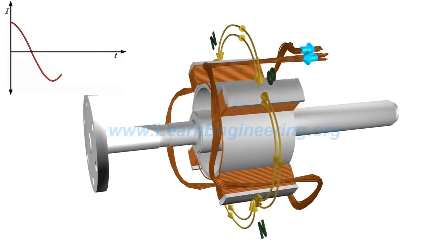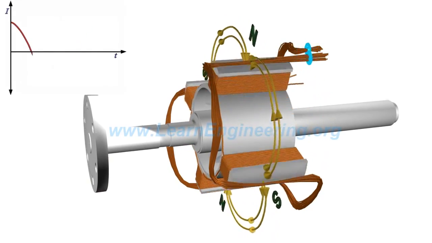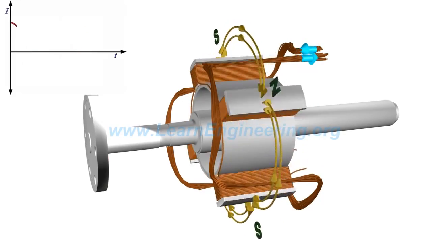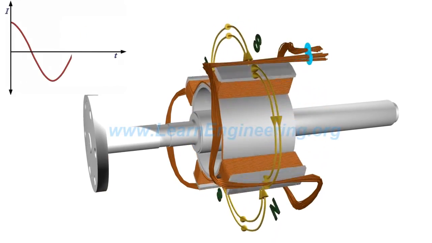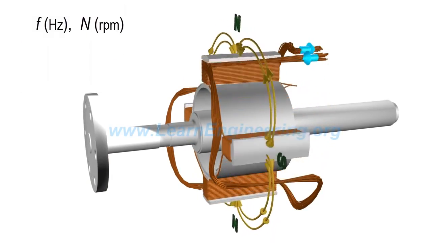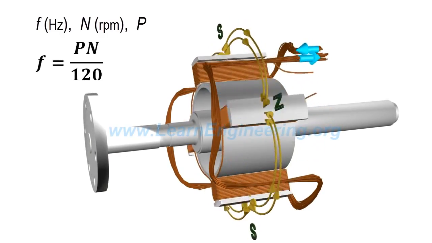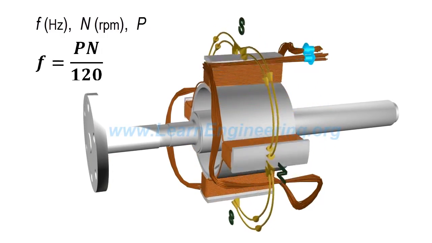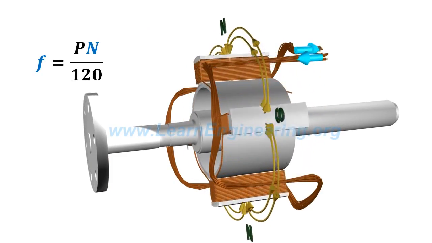For this 4-pole system, when the rotor turns half a revolution, the induced EMF takes 1 complete cycle. It can be easily established that the frequency of induced EMF, rotor speed, and number of poles are connected through the following relationship. It is clear that the frequency of electricity produced is synchronized with the mechanical rotational speed.